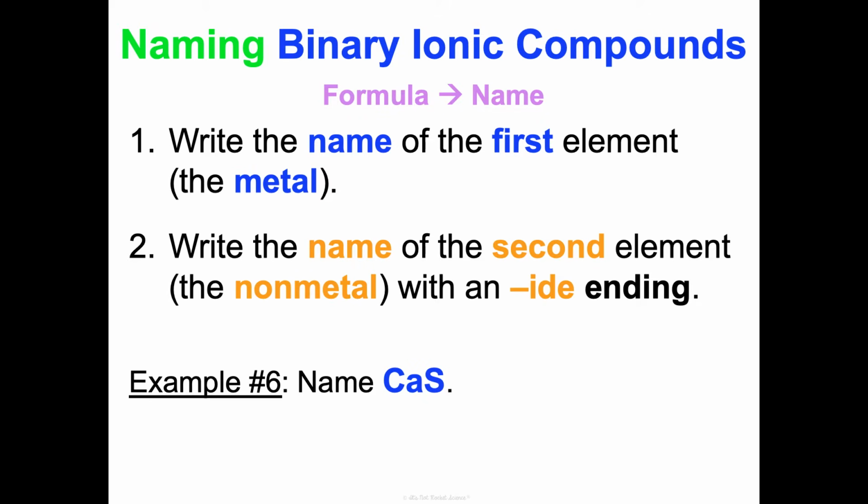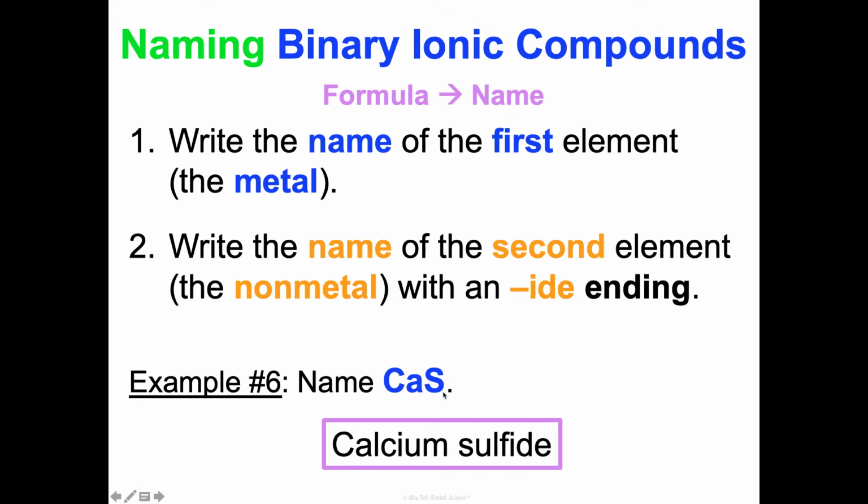Let's look at an example here. CaS. First, name the first element. Ca is calcium. Second, name the second element, which is sulfur, but we're going to add an IDE ending. So instead of sulfur, we're going to say sulfide. So the answer is calcium sulfide.